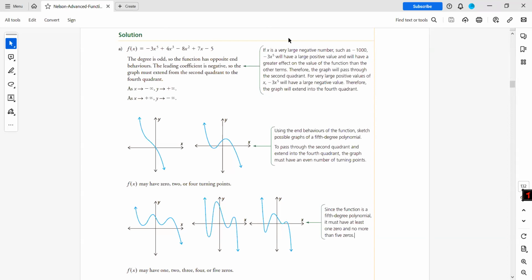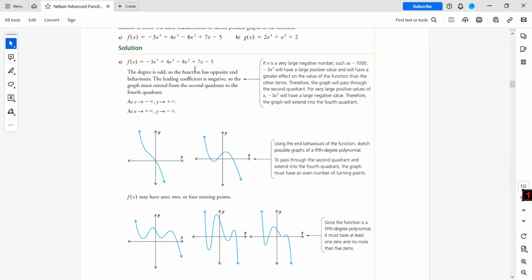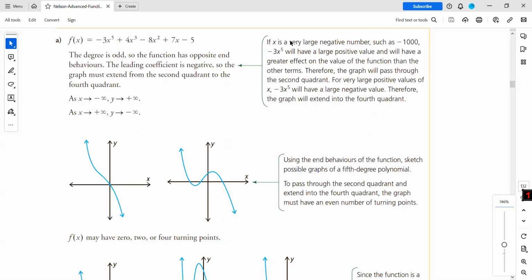Okay, so I hope you had enough time to look into this solution. Now let me walk you through it. Looking at the function in question A, we can see that it's an odd degree function, which has a highest exponent of 5. Hope everybody can see it well, so I'll enlarge it. So the highest degree is 5, so it's an odd degree polynomial function.